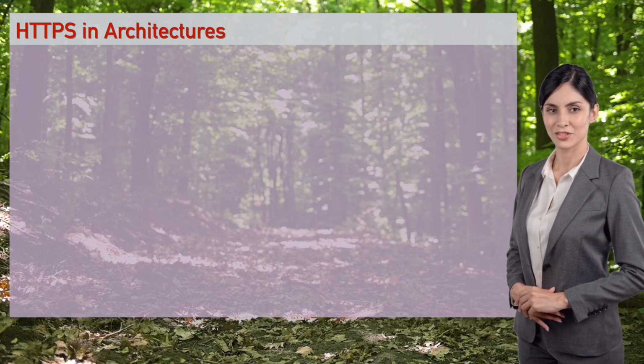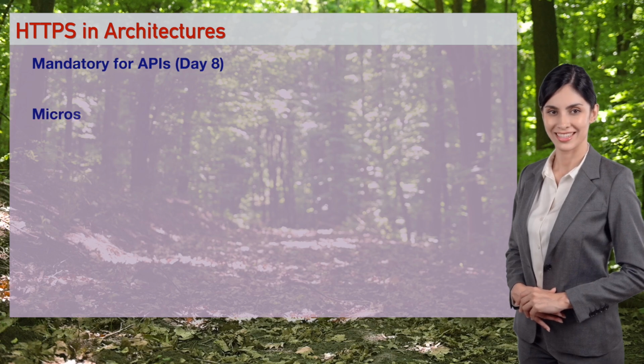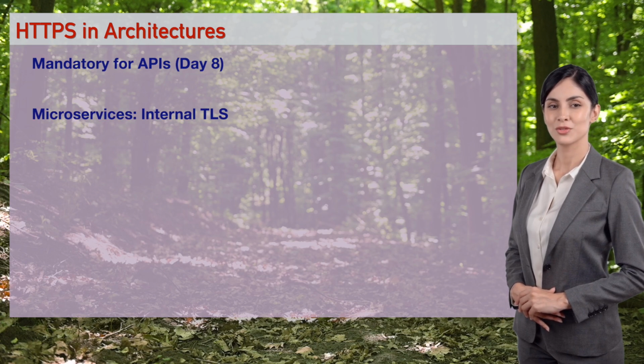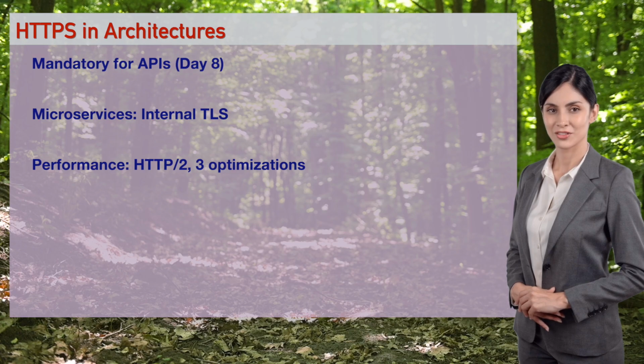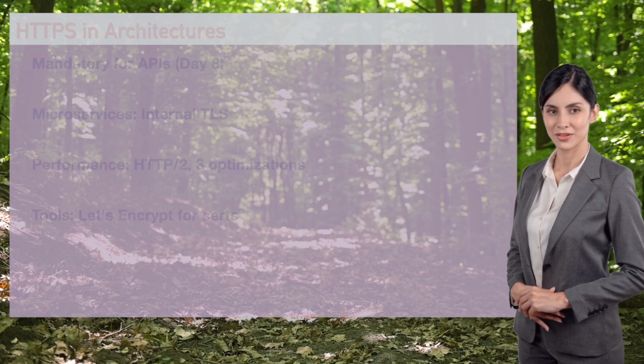HTTPS in architectures. Mandatory for Day 8 APIs to protect data in transit. In microservices, use internal TLS for service communications. Optimize performance with HTTP2 multiplexing or HTTP3 QUIC for lower latency. Tools like Let's Encrypt automate free certificate issuance and renewal.